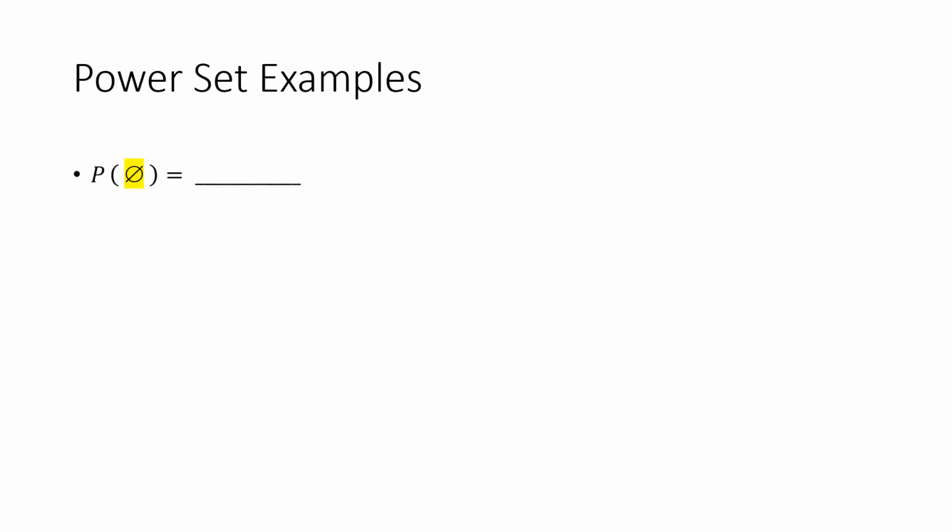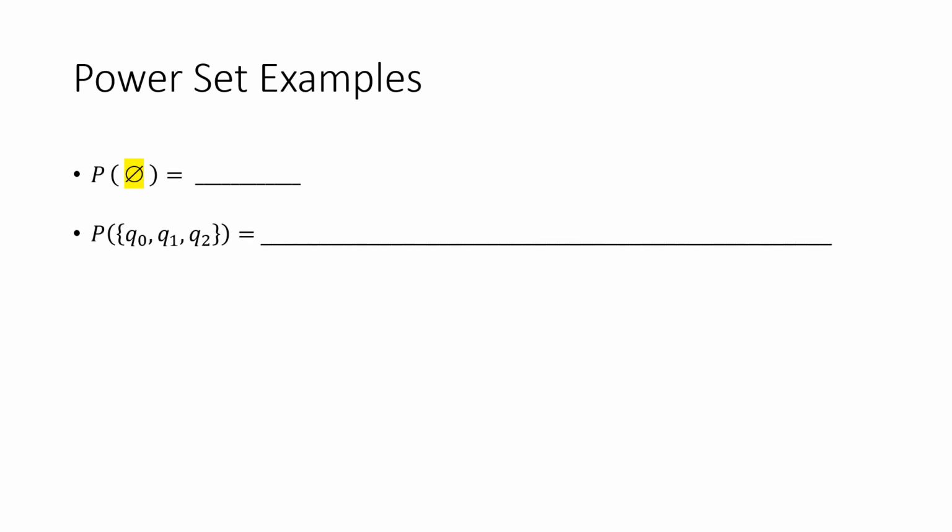First, I have the power set of the empty set, and then I want the power set of the set Q0, Q1, and Q2. Please pause the video and give this a try. The power set of the empty set is the set that includes the empty set. And you'll notice here that the empty set has size 0, but the power set of the empty set has 1 element in it. This is very weird, but now we can have this higher level idea of sets where we have sets of sets.